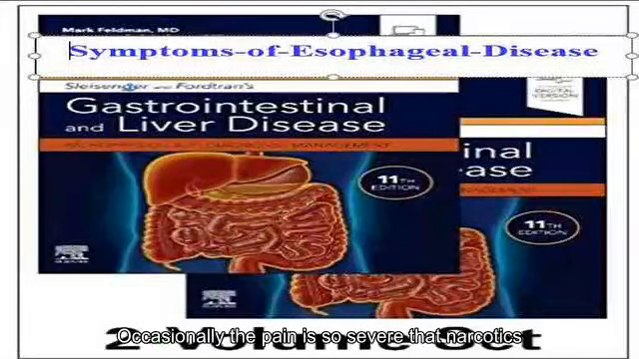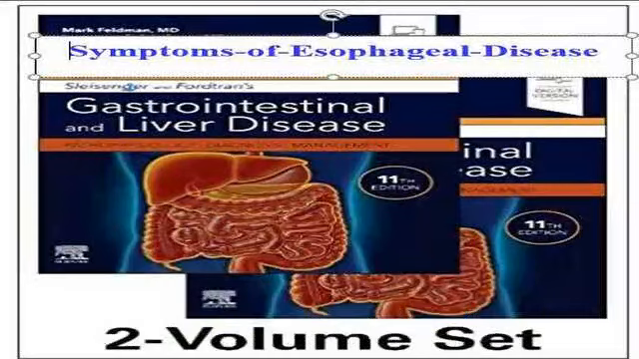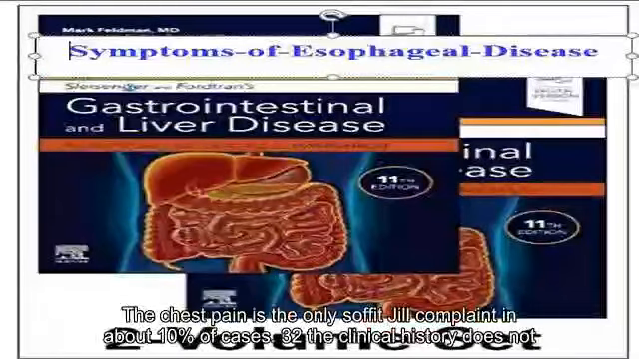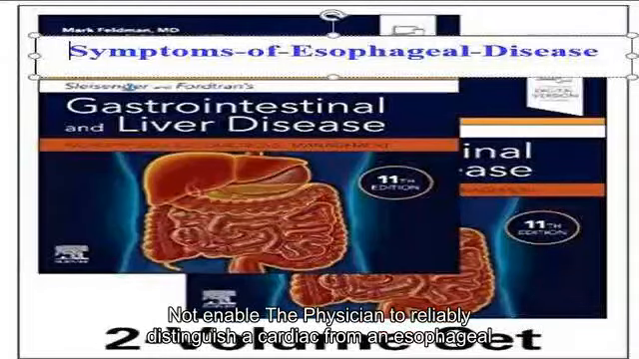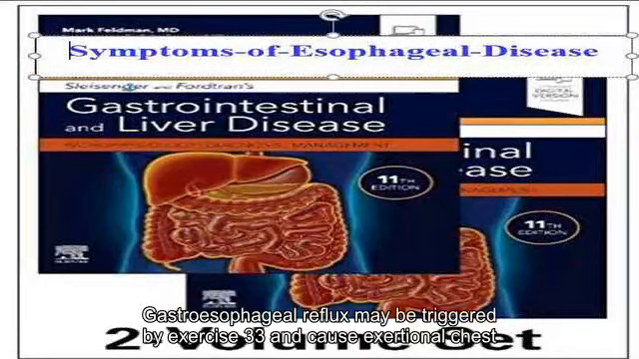Occasionally the pain is so severe that narcotics or nitroglycerin are required for relief. Close questioning reveals that most patients with chest pain of esophageal origin have other esophageal symptoms, but chest pain is the only esophageal complaint in about 10% of cases. The clinical history does not enable the physician to reliably distinguish a cardiac from an esophageal cause of chest pain. In fact, gastroesophageal reflux may be triggered by exercise.